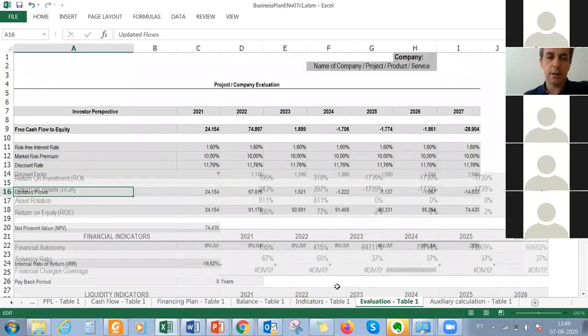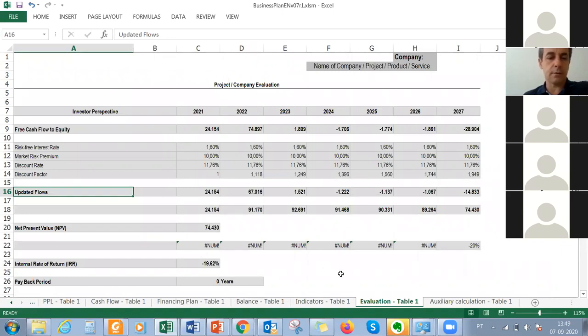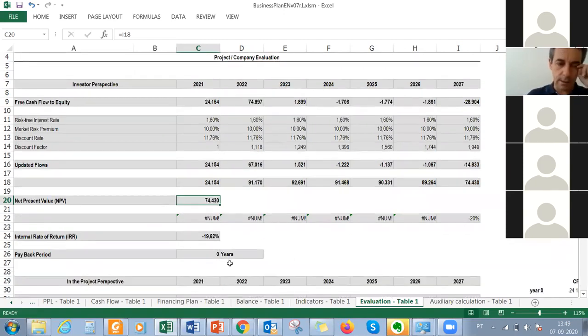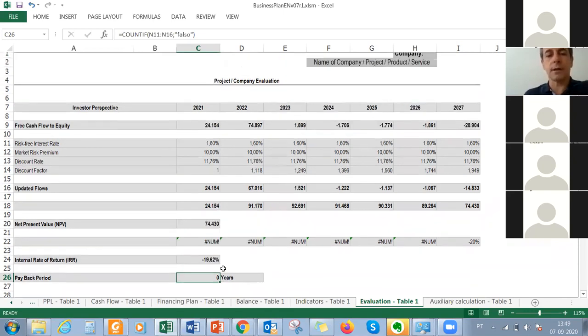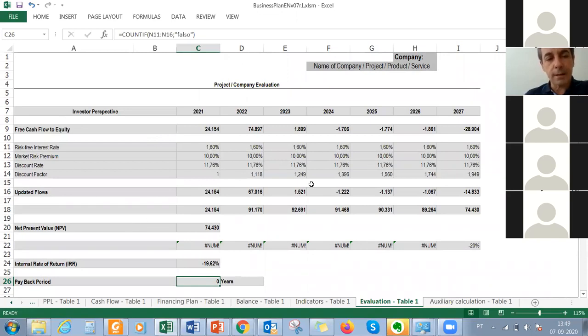Or also indicators that are more related to evaluation, things like what is the net present value? What is the payback period? So the company will pay back the investment in how many years? 3 years, 4 years. So those are indicators that usually are seen as quite interesting by the students.